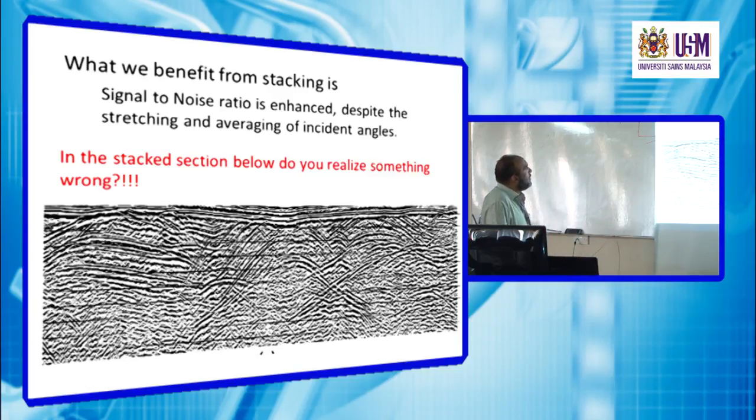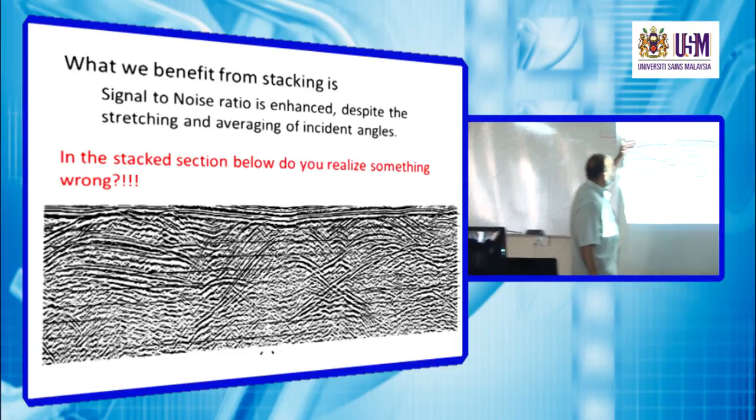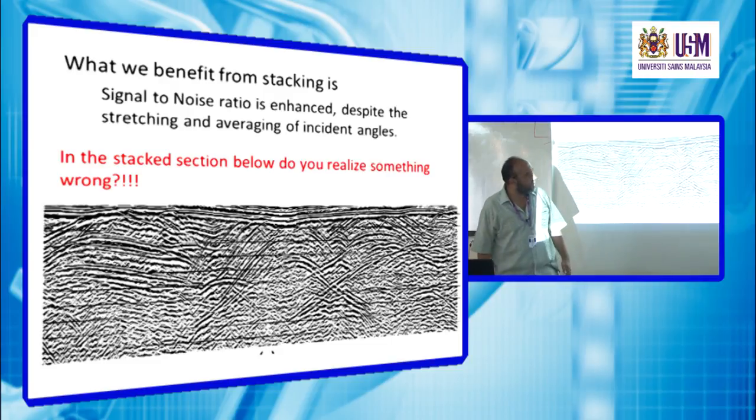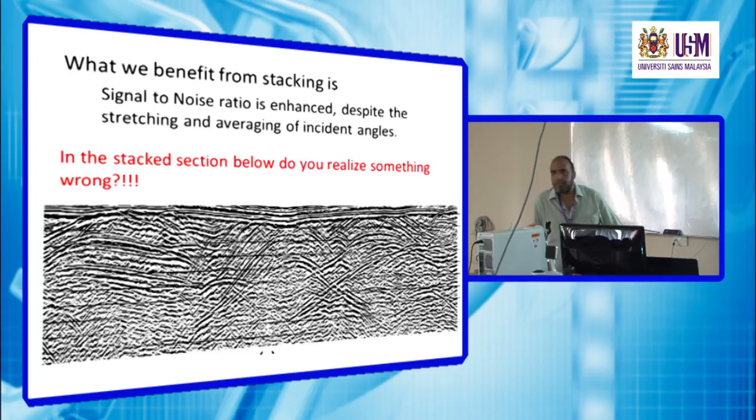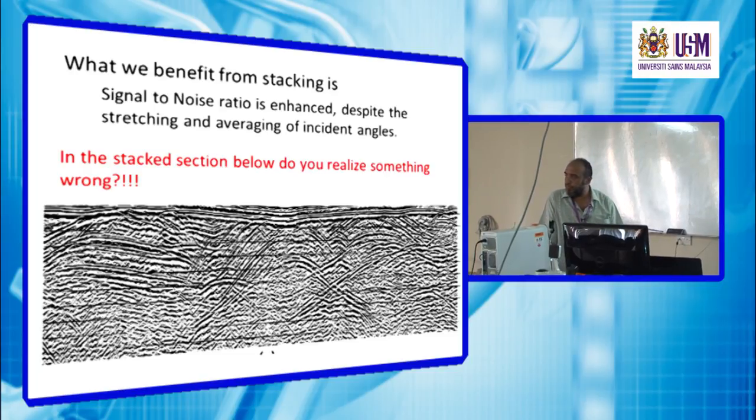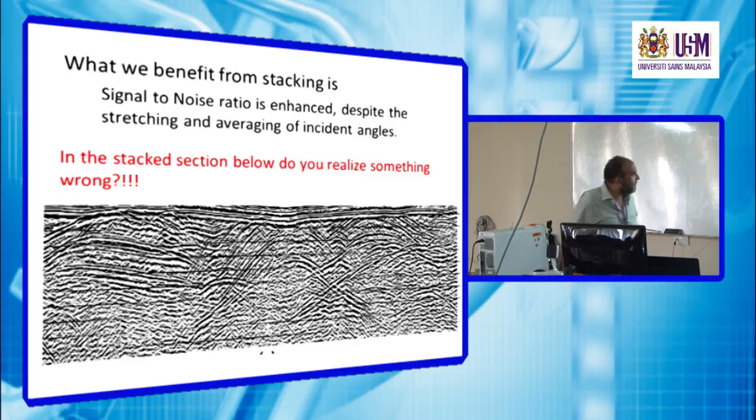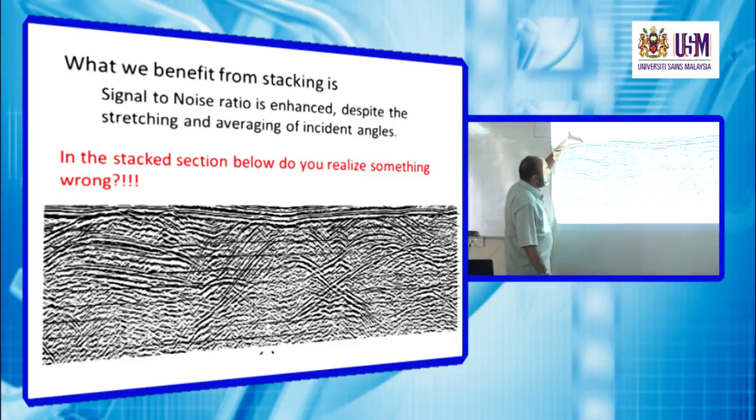Now, what we benefit from stacking is that reflections become clear to us, so that we can mark them and then map the subsurface. But we have some problems in this record. Can anybody realize what the problems of this record are? Now we have this record in front of you. You see, there are some problems here.